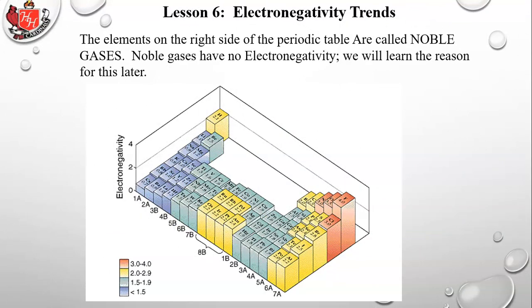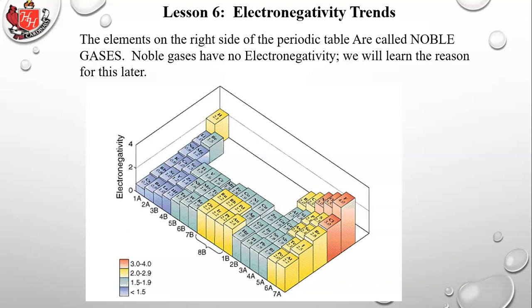The elements on the right side of the periodic table are called noble gases. Noble gases have no electronegativity. We will learn the reason for this later. So you notice in this perspective view, you don't see the noble gases there: helium, neon, argon, krypton, and so forth. They're not there. The furthest column on the right you see are the halogens: fluorine, chlorine, bromine, iodine, on down. So noble gases do not have electronegativity.